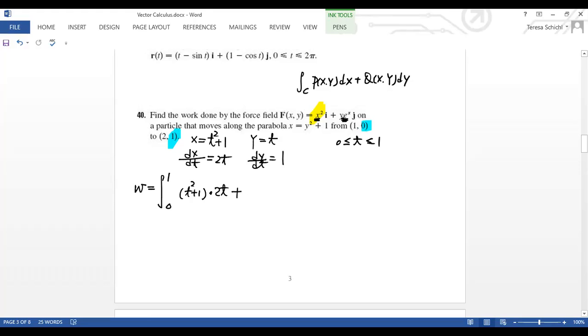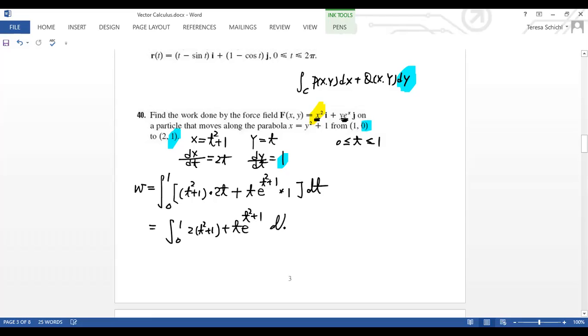So what is here is y e^x, so it will be t e^(t squared plus 1), correct? And then here this is dy, so I need to use dy here, which is times 1. Then the whole thing is dt, right? Okay, so now for this one, it will be the integral from 0 to 1 of 2t(t squared plus 1) plus t e^(t squared plus 1) dt.